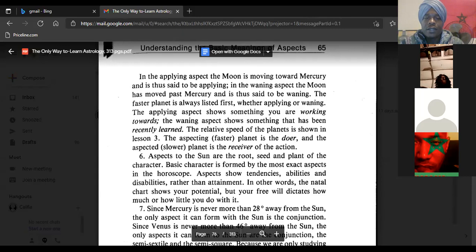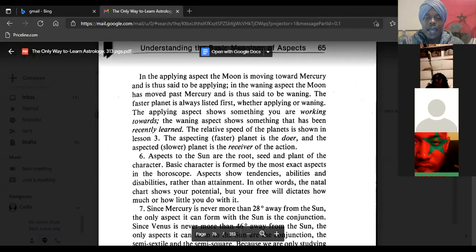The faster planet is always listed first, whether applying or waning. The applying aspect shows something you are working towards. The waning aspect shows something that has been recently learned. The relative speed of the planets is shown in lesson 3. The aspecting faster planet is the doer, and the aspected slower planet is the receiver of the action.